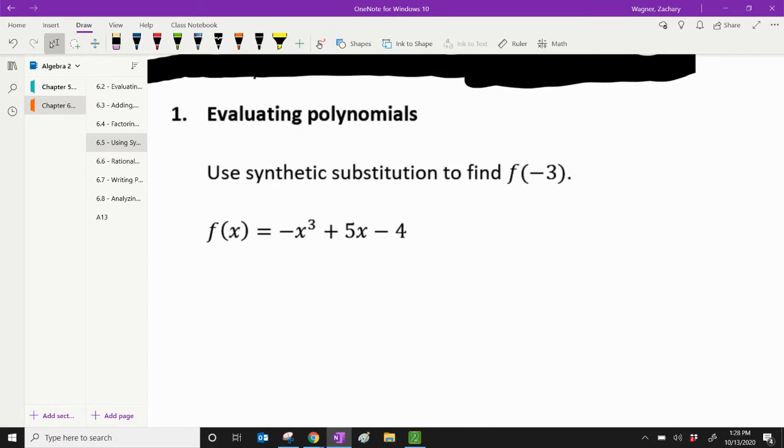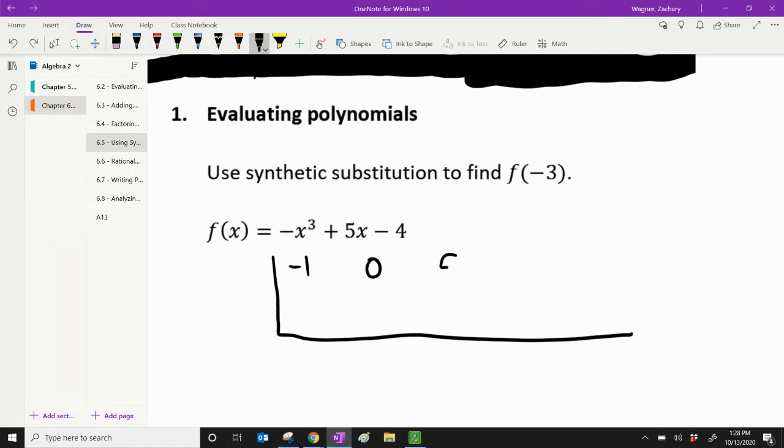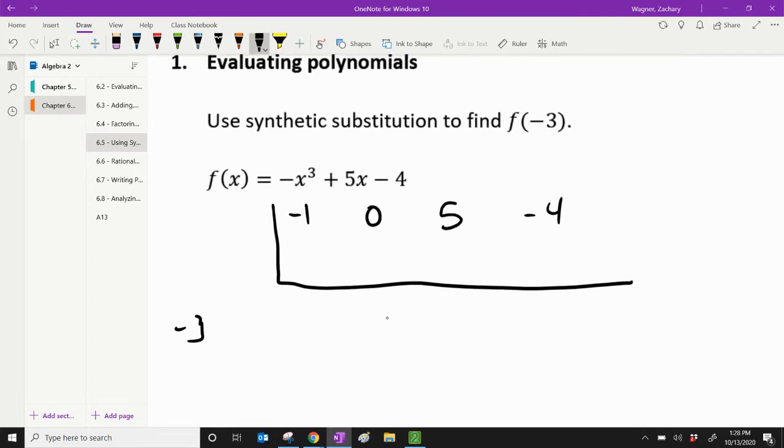Use synthetic substitution to find f at negative 3. So we're basically going to plug in negative 3 and see what my output is for this polynomial, right? Synthetic substitution, create your box, write your coefficients. Negative 1 is my cubic. 0 is my x squared because there's no x squared term right there. 5x minus 4. Evaluating at negative 3 because it's asking me to.